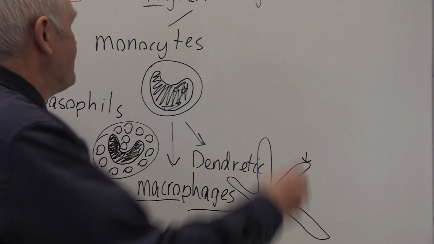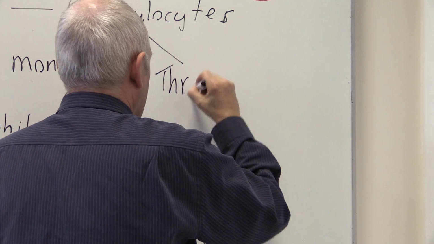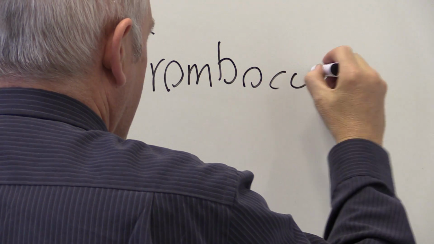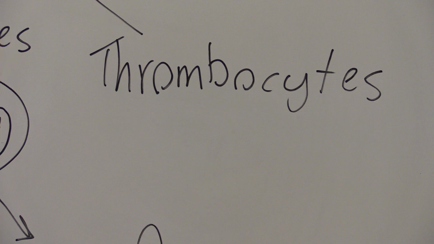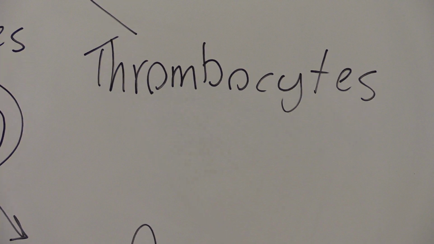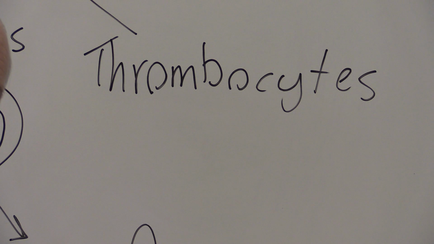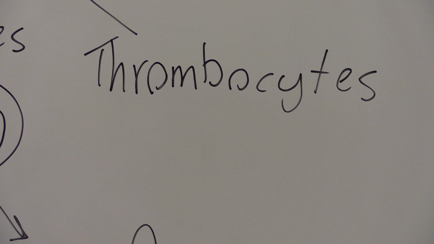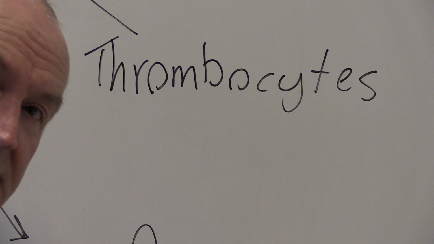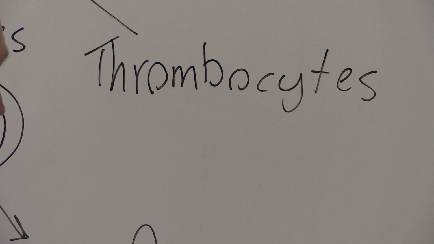Now, another cell fragment that we get in the blood are the thrombocytes. The thrombocytes are cell fragments. In the bone marrow, there's a large cell called a megakaryocyte. And the megakaryocytes break up into hundreds of little fragments, and these fragments are the thrombocytes. And thrombocytes are platelets. It's two words for the same thing. Thrombocytes and platelets means exactly the same thing.